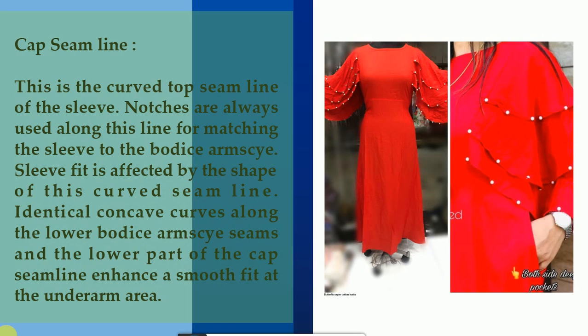Cap seam line. This is the curved top seam line of the sleeve. Notches are always used along this line for matching the sleeve to the bodice arm side. Sleeve fit is affected by the shape of this curved seam line. Identical concave curves along the lower bodice arm side seams and the lower part of the cap seam line enhance a smooth fit at the underarm area.